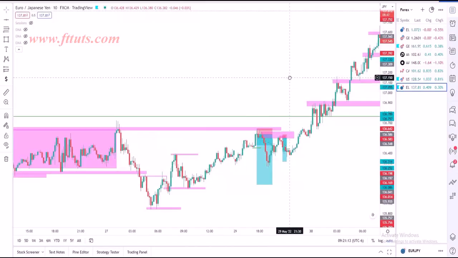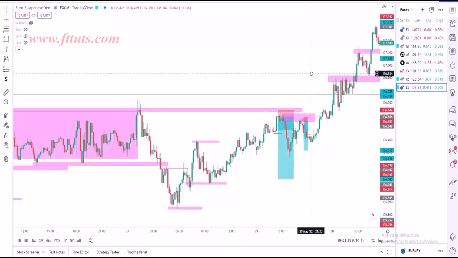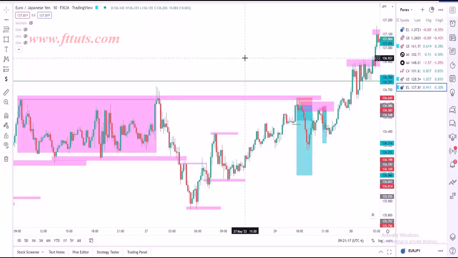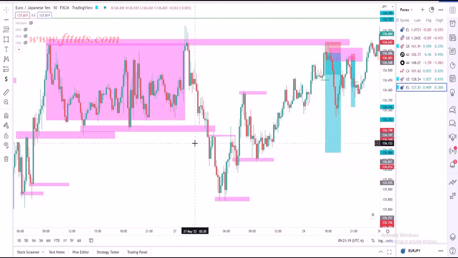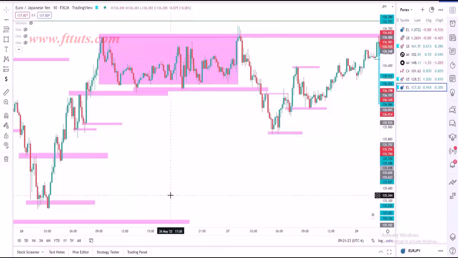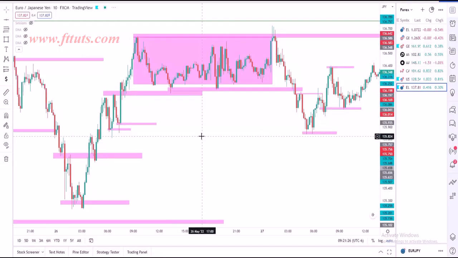There's no need to cherry pick this because it happens over and over and over again. This is literally how the market moves. Consolidation, find support, resistance, move. Consolidate, find support, resistance, move. It's just over and over and over again. So let's see here.